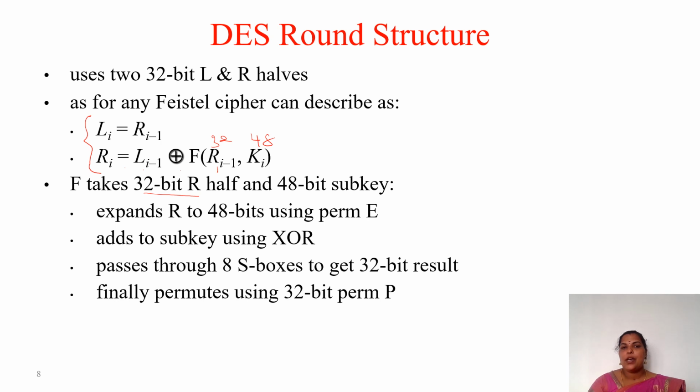So what we have to do? We have to expand this R to make it 48 bits. Then only can we apply some computation, because an equal number of bits must be there to perform the computation. So it expands R to 48 bits using the permutation E. Then we add the subkey using the XOR operation, and the result has to pass through 8 substitution boxes to get the 32-bit result. And again we permute using the 32-bit permutation P.